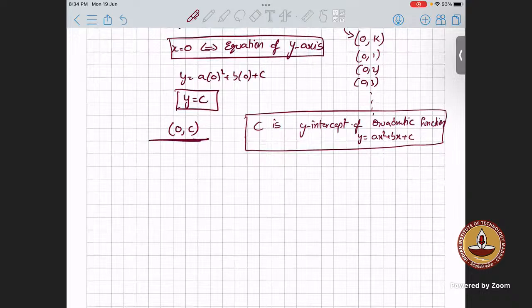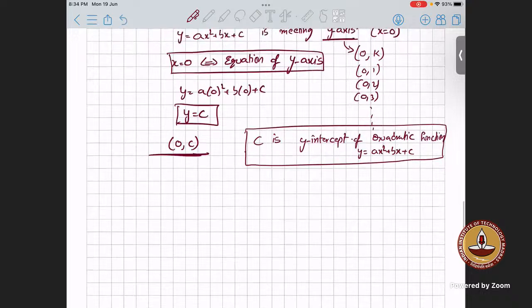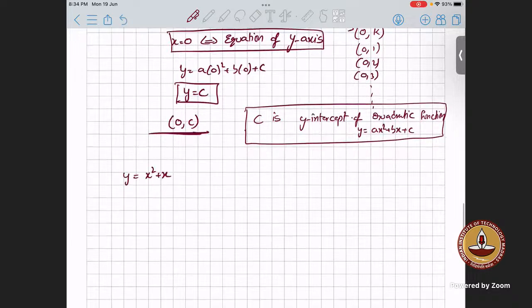Let me give you an example. Suppose y equal to x square plus x. There is no c. What is the y-intercept? It will be 0, sir. Y-intercept is 0. 0 comma 0. That means it touches the y-axis at the origin.